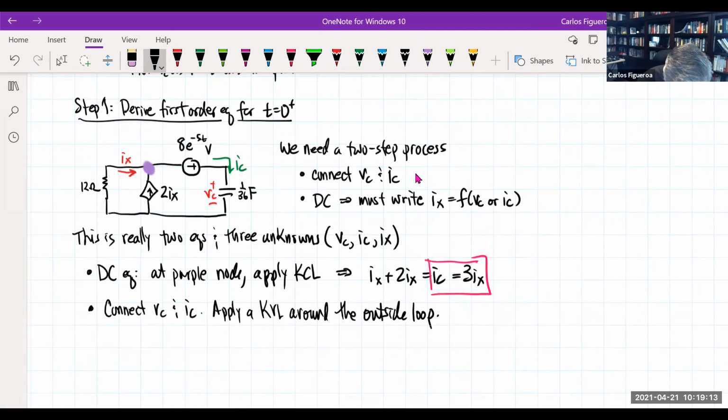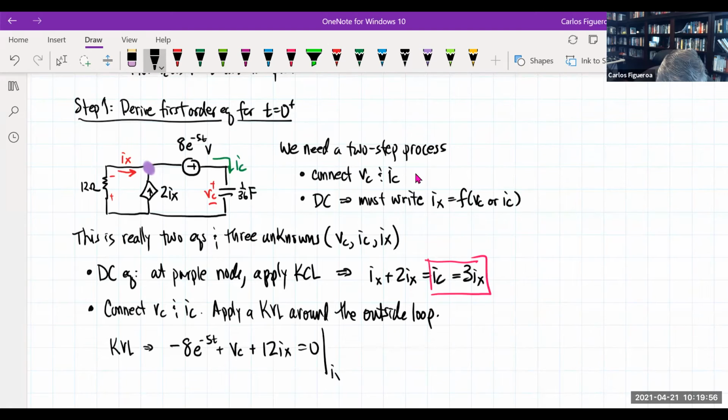And because IX is through the 12 ohm resistor, note that I can rewrite IX from the DC condition. So now here I go. KVL tells me I'm going to go towards the right here. So I'm going to get minus 8e to the minus 5t, then plus VC. Now let me be careful here. Look at the polarity of that 12 ohm resistor. Then I'm going to get my VC, which will be positive VC, and then positive 12IX, and that has to equal 0.